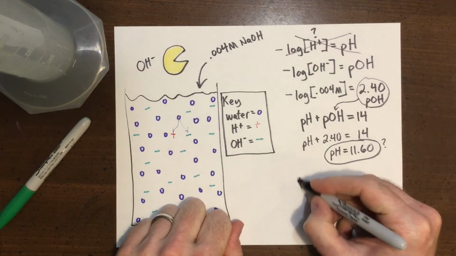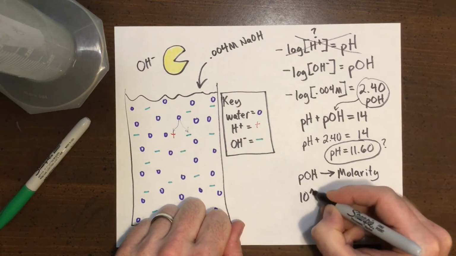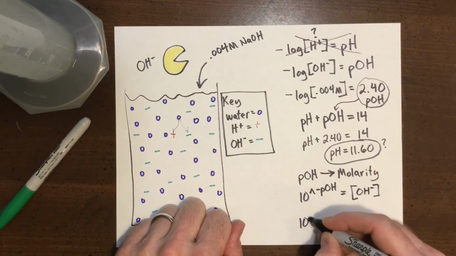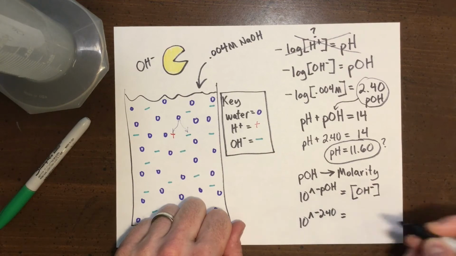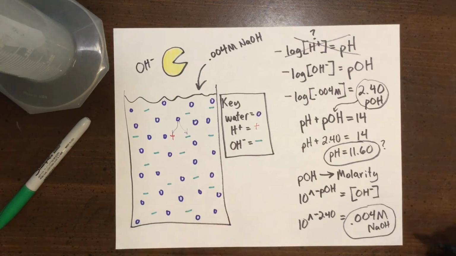Now there's one more formula we can add to the mix. Let's say you know the pOH and you want to know the molarity. Well, in this case, I'd take 10 raised to the negative pOH, and that will give me my concentration of OH's. So if I go in reverse in this problem, 10 to the negative 2.40 will give me 0.004 molar, just like we started with.